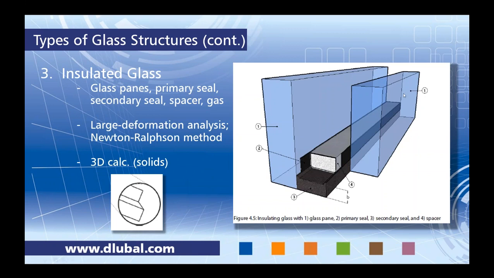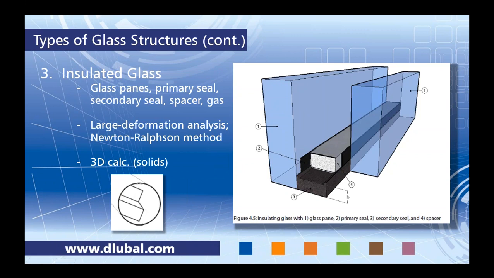And insulated glass is shown here by this picture. We have two glass panes on either side. We have a primary seal, we have a secondary seal, and then we have a spacer with our gas in between the two glass panes.